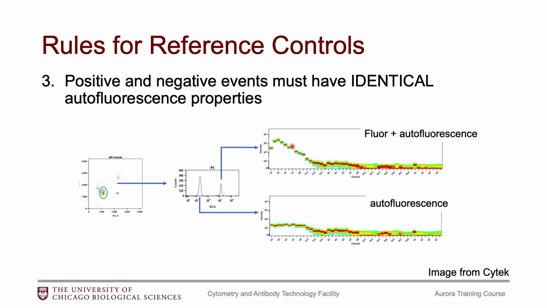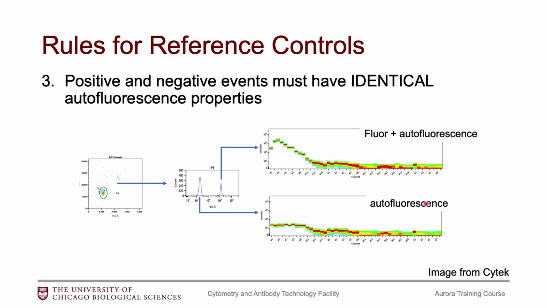So in order for this math to work properly, you need to make sure that the autofluorescence between the positive gate and the negative gate is matching. If the autofluorescence is not matching, then the math will be thrown off a little bit.